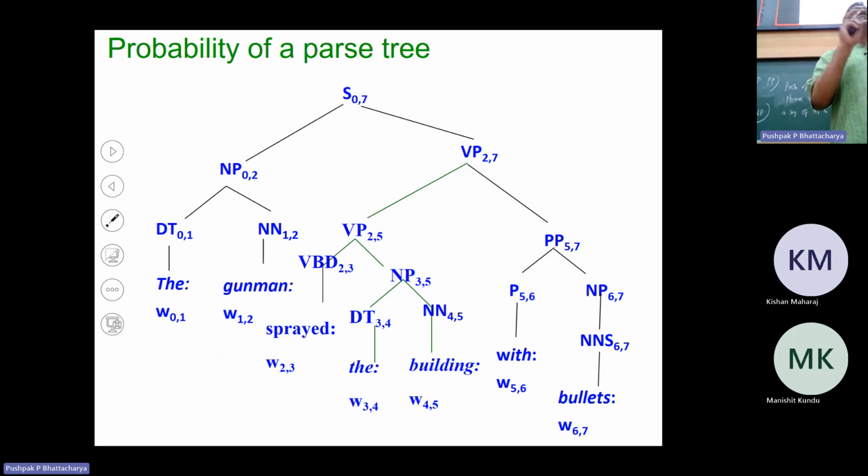Okay, so S goes to NP VP is 1, NP goes to DT NN is 0.2, DT going to 'the' is 1, only 1, NN going to 'gunman' is 0.5, and all these probabilities will be multiplied and the probability of the tree will be computed. If there are multiple parse trees, then the probabilities of all the parse trees will be computed, and the parse tree whose probability is highest will be the winner parse tree. Exactly like the POS tag sequence whose probability is the highest will be the winner POS tag sequence. The hidden Markov model is computing the highest probability POS tag sequence.